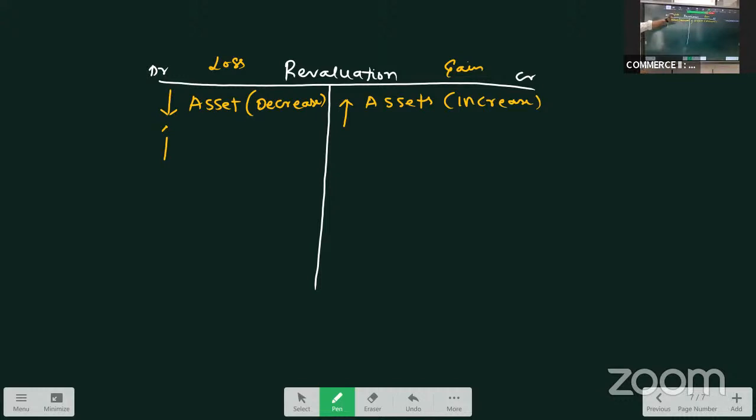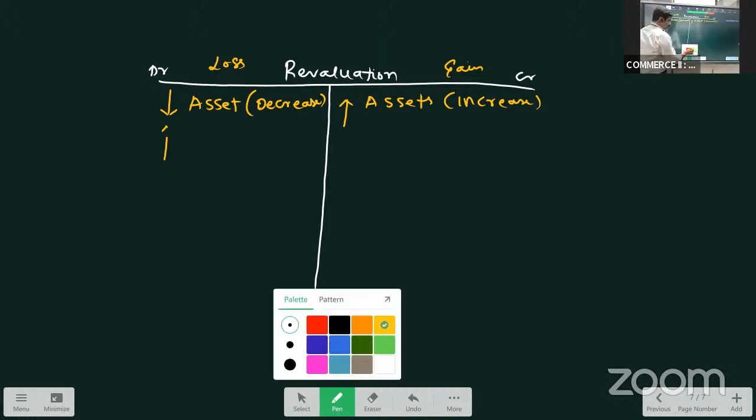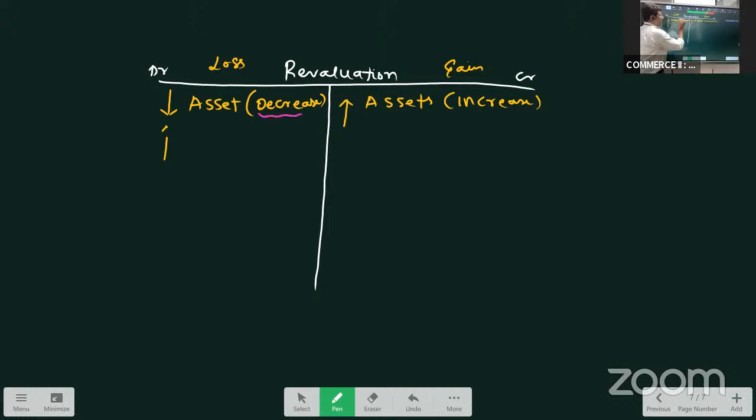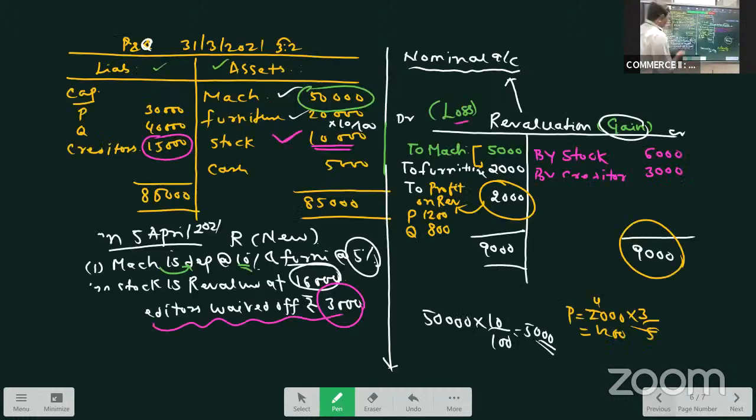Okay, I repeat, revaluation account is prepared on the lines of nominal account: debit all expenses, credit all gains. अगर एसेट का वैल्यू कम हो रहा तो हमारे लिए लॉस है, उसको हम लोग डेबिट साइड लेंगे. अगर एसेट का वैल्यू बढ़ रहा हमारे लिए गेन है, that will take on the credit side. Similarly, suppose there is an increase in the value of liability. Suppose एक लायबिलिटी है, जैसे हमारे एग्जांपल में I took 15,000 का 3,000 वेव ऑफ हो गया, लायबिलिटी कम हो गया.